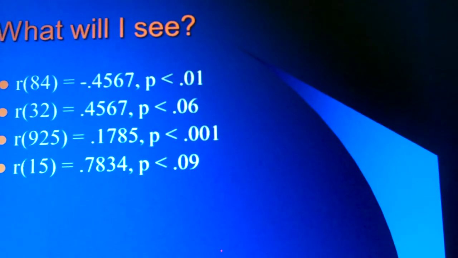Here are examples of what you may see. You see R right here. That's the stat. This 84 here is your degree of freedom, which is your N minus 1. And your Pearson is -0.4567. Alpha less than 0.01. That's an example of what you may see for the Pearson. Same thing, R, DF, and so forth.